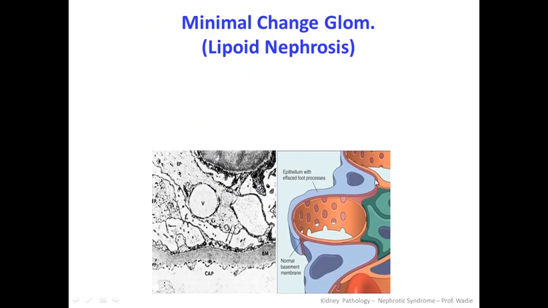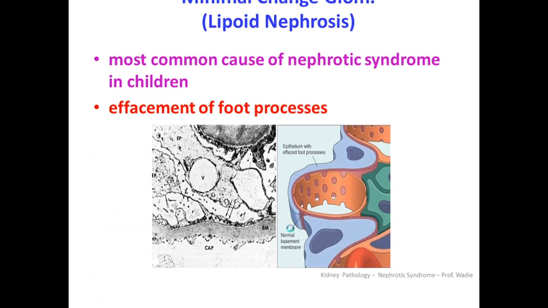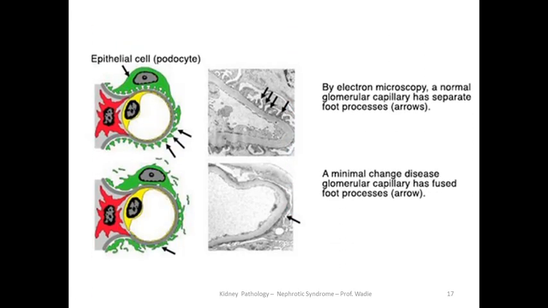This is more illustration of the same pathology, loss of the foot processes of the podocyte. You find effacement, that is to say attachment of the podocyte directly to the basement membrane. So the minimal change disease, also known as lipoid nephrosis, this is an old term, is the most common cause of nephrotic syndrome in children, and you find effacement of the foot processes.